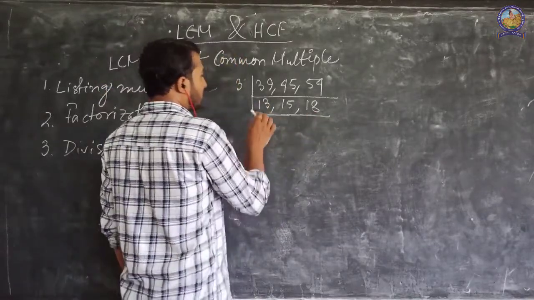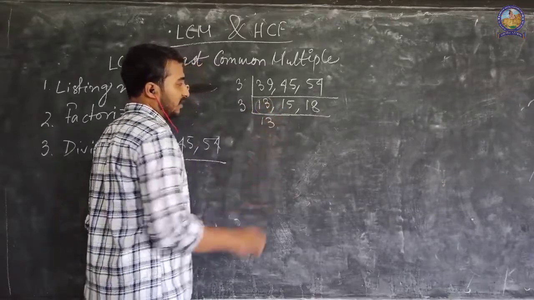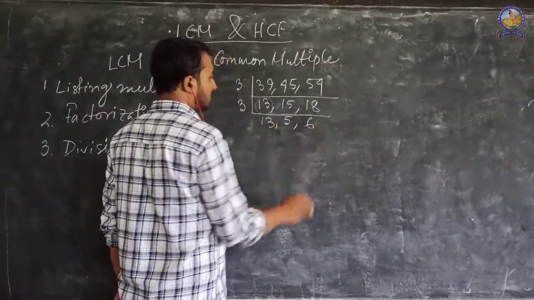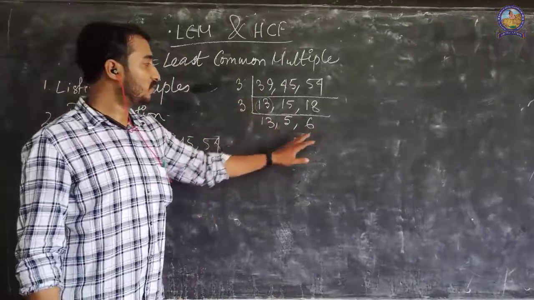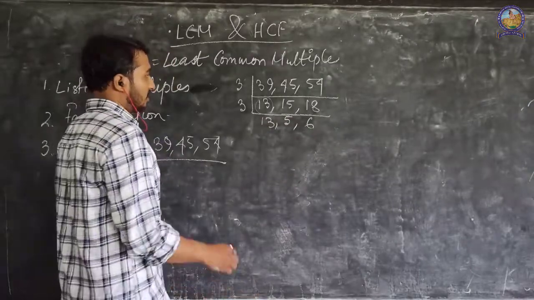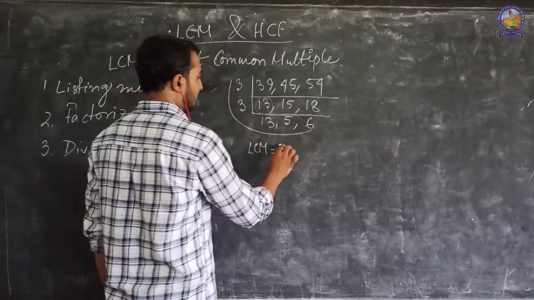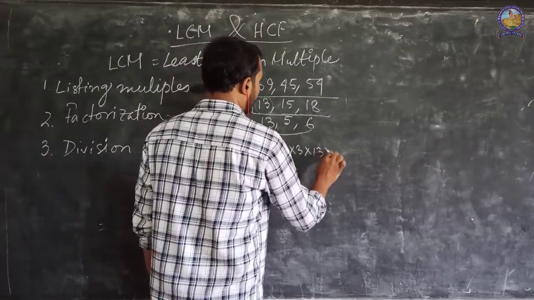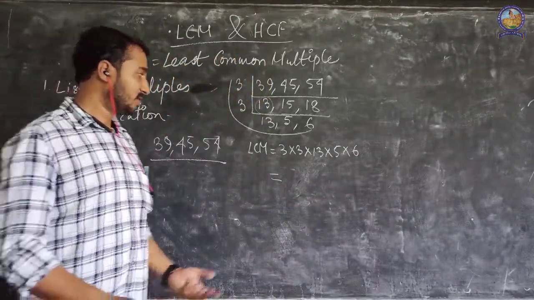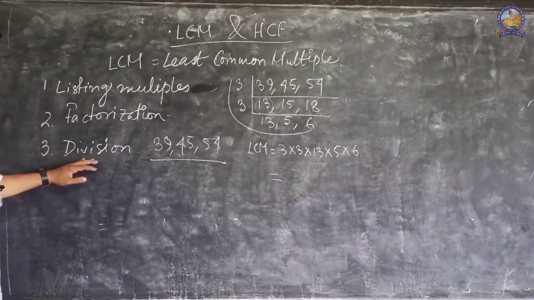So by 3, 15 and 18 are divisible. 13 is not divisible by 3, so we will write this number directly here. There will be no change. So 3 fives are 15, 3 sixes are 18. Now no more calculation is possible. There is nothing by which these three numbers are divisible. So we will write the LCM like this. We will take all the factors, that is 3 multiply 3 multiply 5 multiply 6 multiply 13. After doing the multiplication, we get the answer. So these are the three processes of finding the LCM.